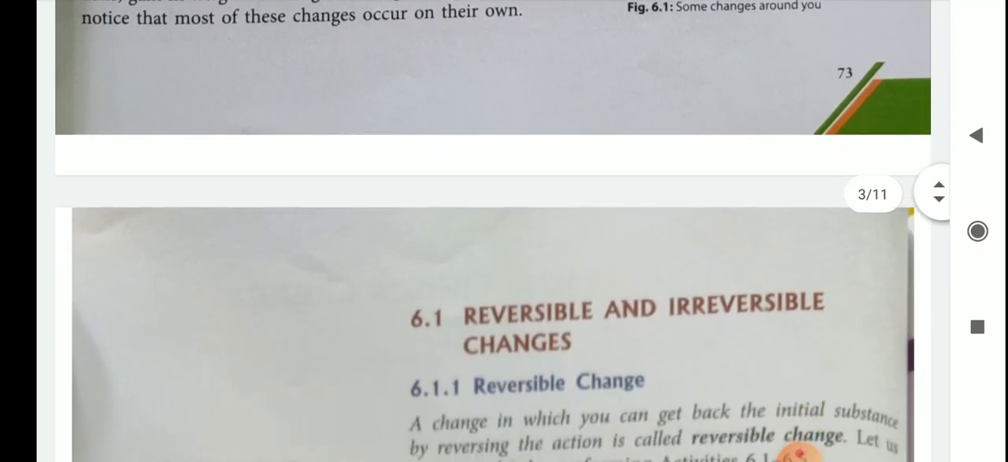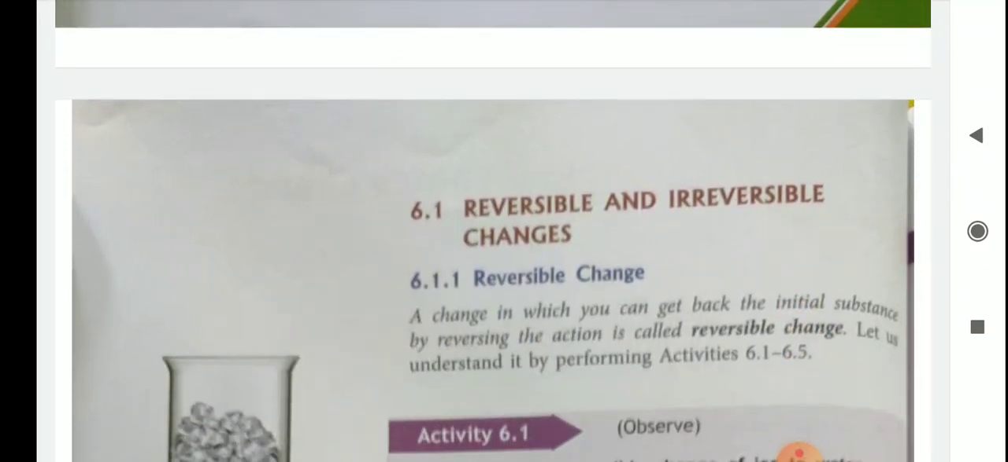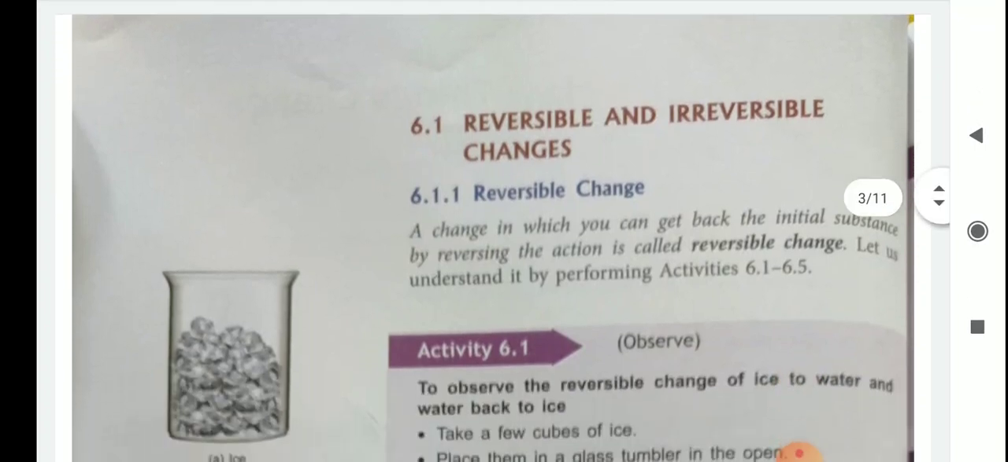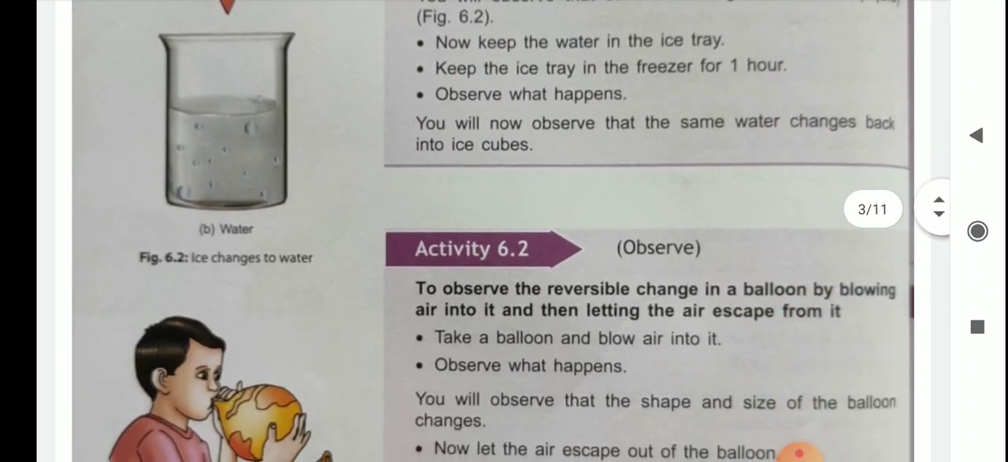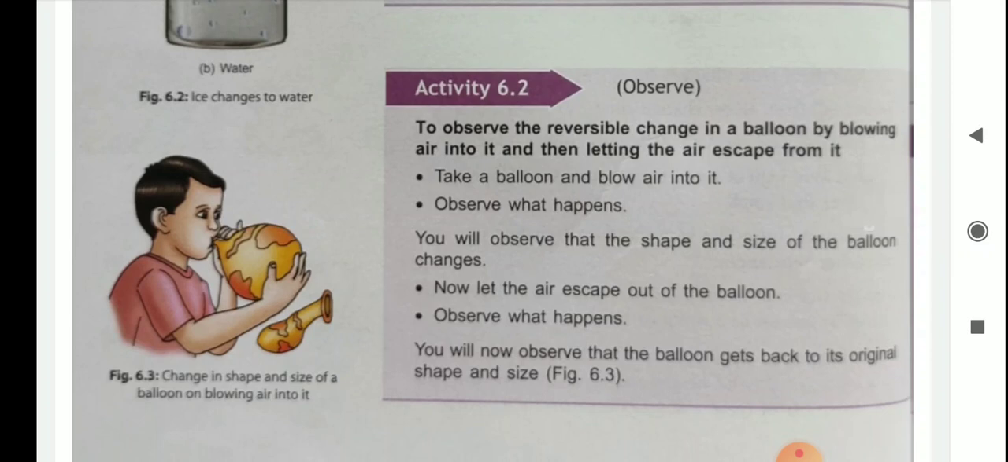First of all, we discuss reversible and irreversible changes. Reversible change means a change in which we can get back the initial substance by reversing the action. For example, change of ice to water and water back to ice. Another example is blowing air into a balloon and then letting the air escape from it, so the balloon returns to its size.